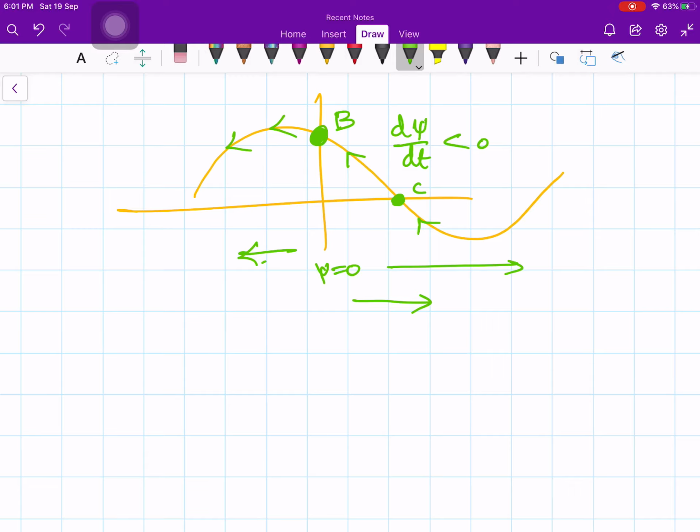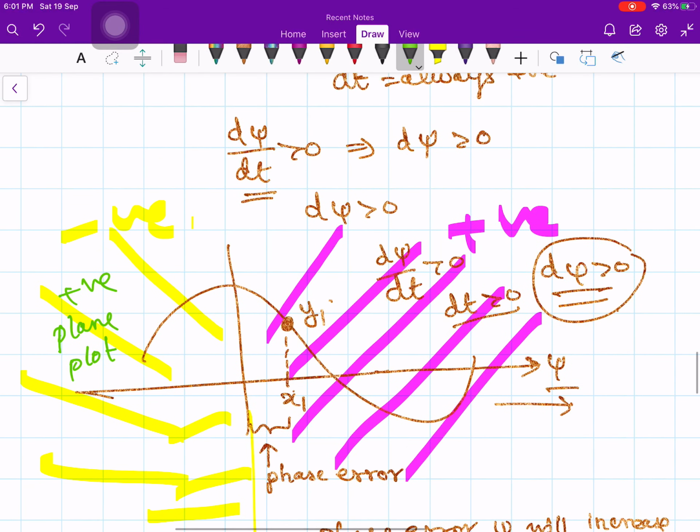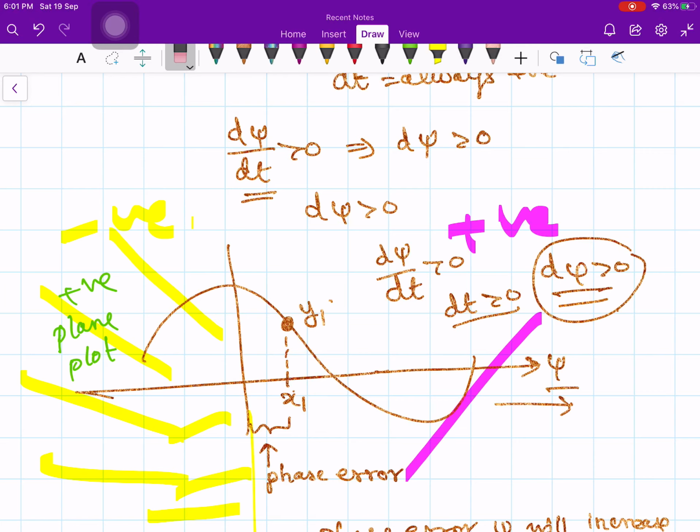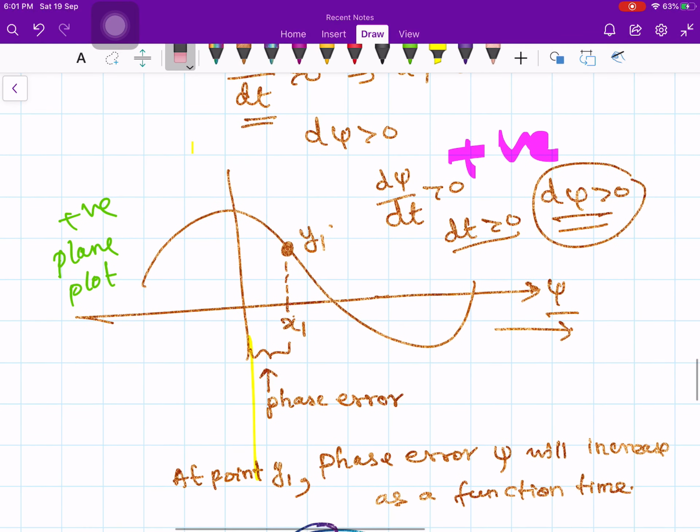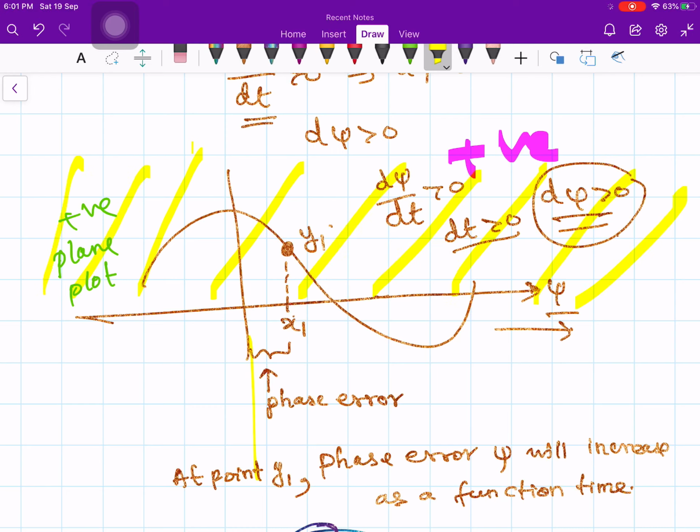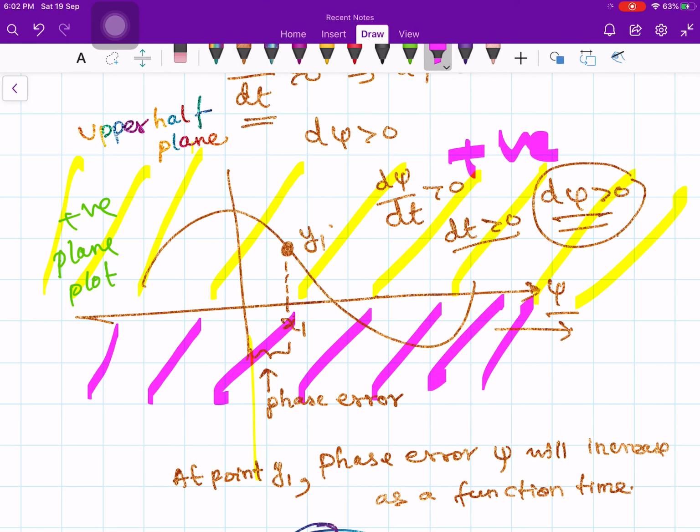I think again I made a mistake. Let me correct this. I confused the left half plane and right half plane. Okay, so this is the upper half plane. Above the x axis is called the upper half plane, and below the x axis is called the lower half plane. Let us be very clear, right?